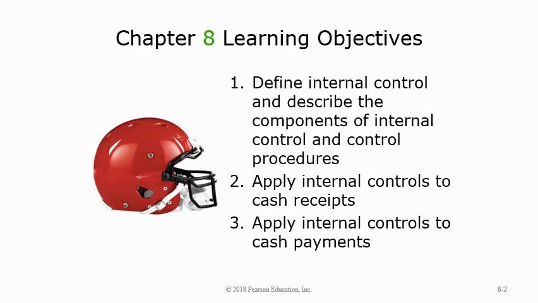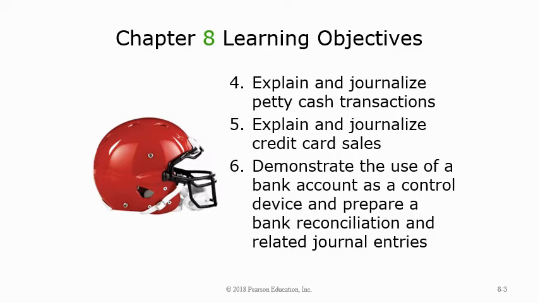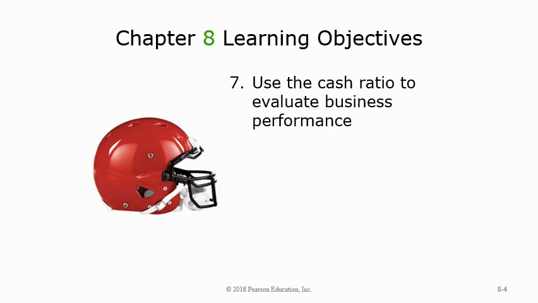So our learning objectives for chapter 8 are that we are going to define internal control and describe the components of internal control and control procedures. We're going to apply internal controls to cash receipts. We're going to apply internal controls to cash payments. We're going to explain and journalize petty cash transactions, explain and journalize credit card sales, demonstrate the use of a bank account as a control device, and prepare a bank reconciliation and related journal entries. And lastly, we are going to use the cash ratio to evaluate a business's performance.